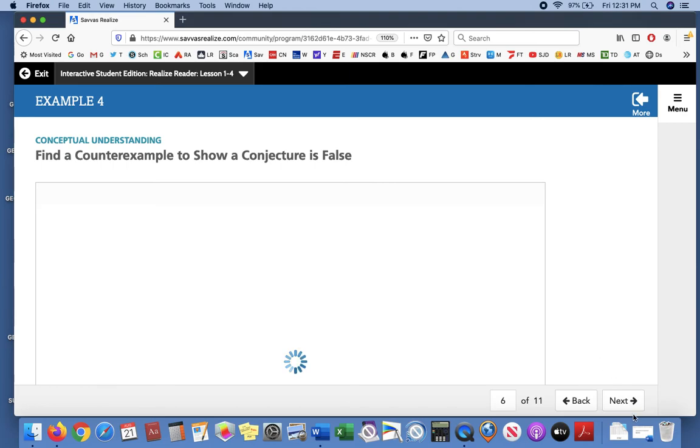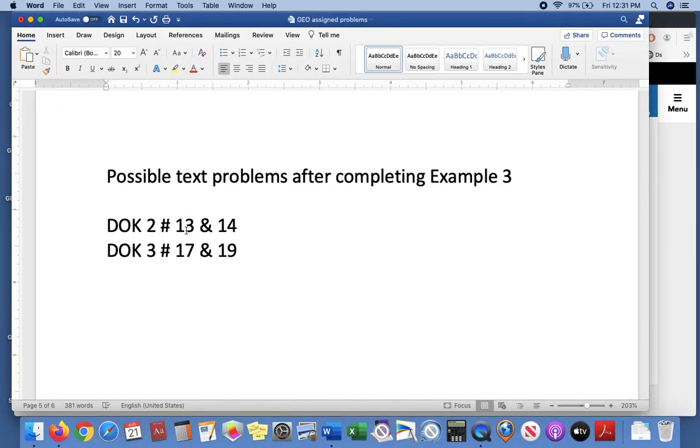Let's see. Yeah, that's it for example 3. So after doing example 3, you should be able to handle these 4 problems. Numbers 13, 14, 17, and 19.